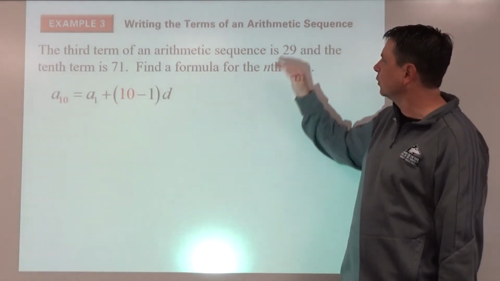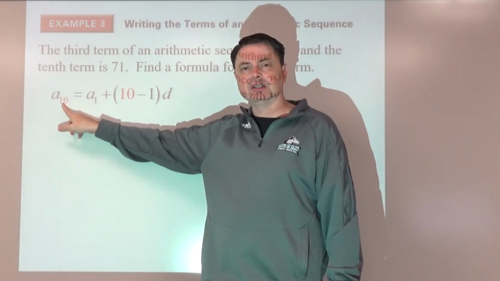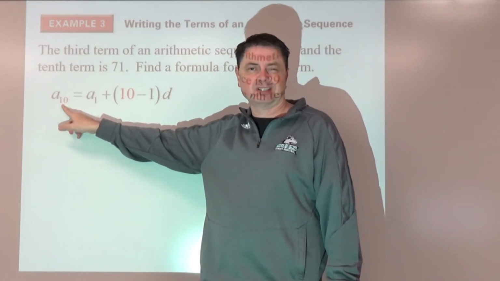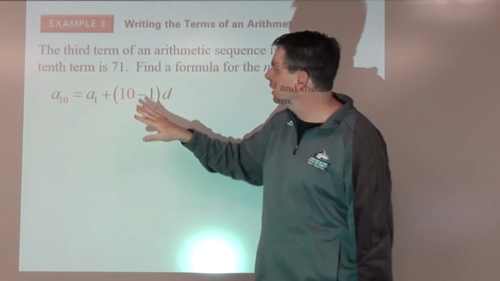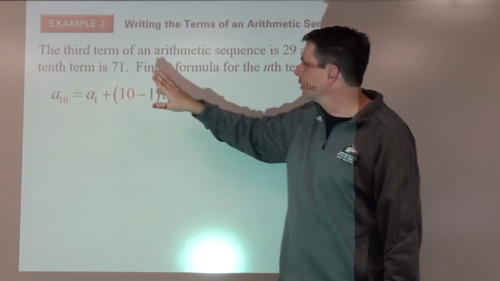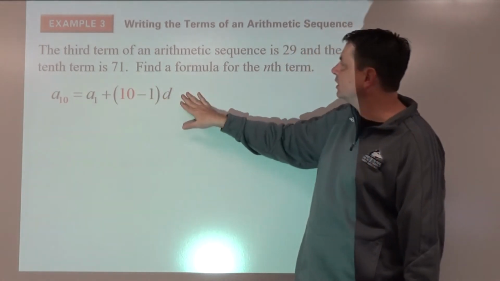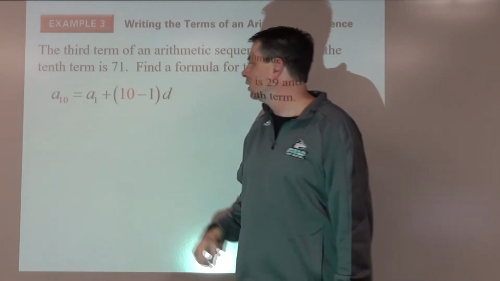So I like to start with the one with the higher n value. It doesn't matter either way. It tends to work out easier this way. So if we do that, we get this part here. And we know that we're going to simplify it, so that's 9d, and we know that's going to equal 71.